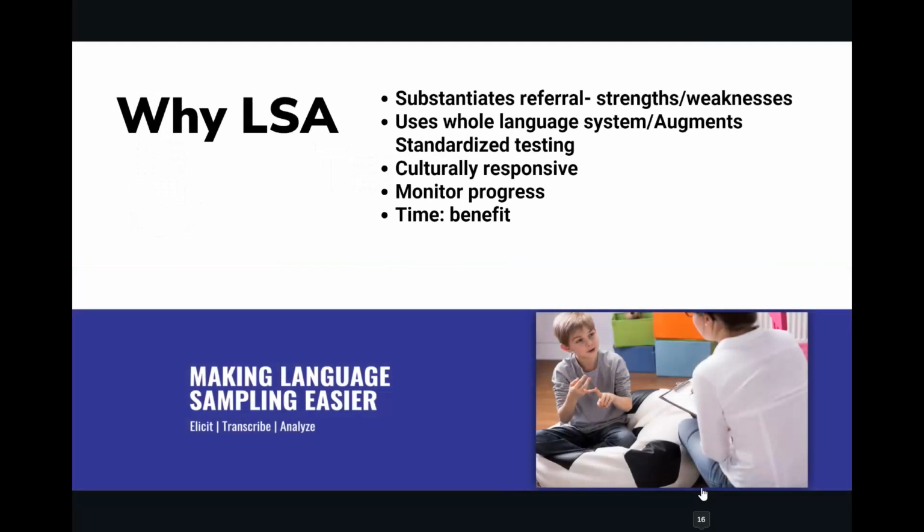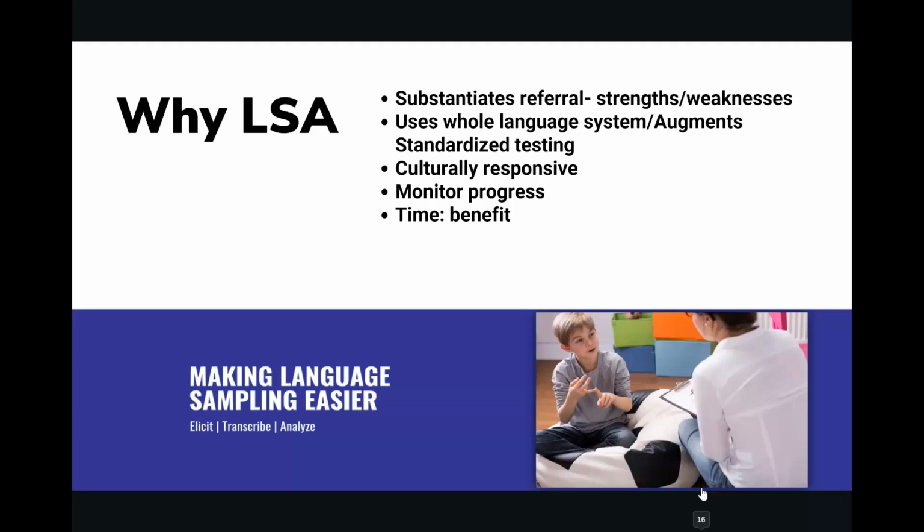So let's talk about why language sample analysis should be part of your diagnostic toolkit. The first reason that I think of is that it can often substantiate the reason for referral that you might be getting from teachers and parents. If you collect a sample and run some data, you're going to get a profile of strengths and weaknesses, and oftentimes those weaknesses can put data around the parent and teacher concerns. So you have some information to describe those deficits.